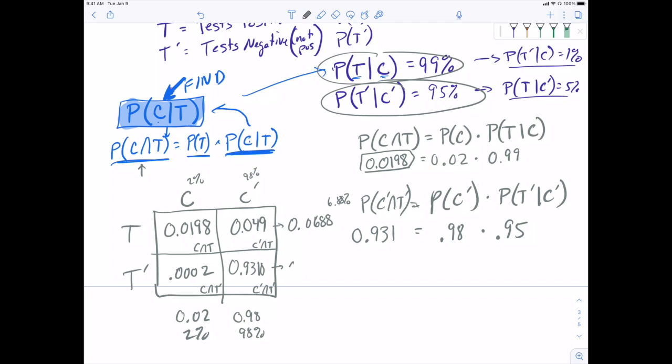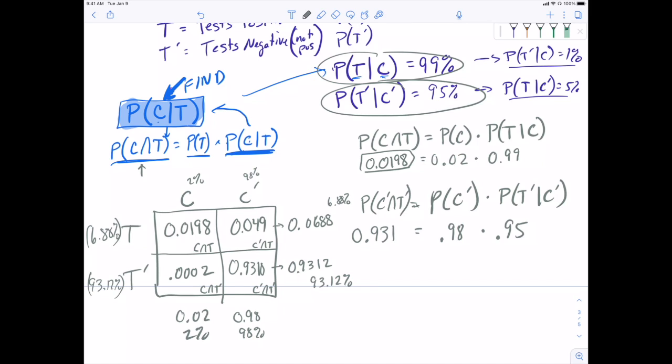And if you add these two boxes together, you don't have to do this for the purposes of the problem, you get 0.9312 or 93.12%. Great. So now, again, 6.88% is the number of positive tests we're going to get, and 93.12% is going to be negative tests.